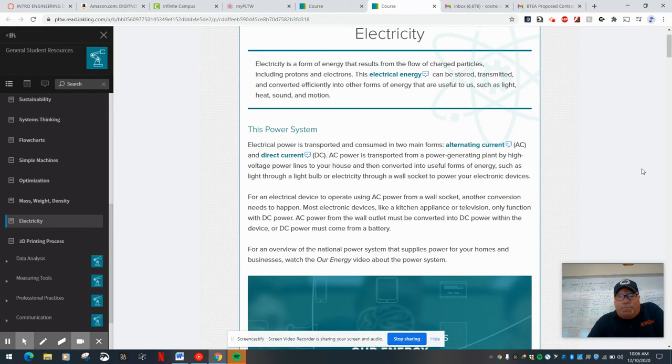Electrical power is transported and consumed in 2 main forms: alternating current, which is AC, and direct current, which is DC. Put them together and you get the band AC/DC. Or, okay, forget about it. Anyway, AC power is transported from a power generating plant by high voltage power lines to your house. And then it's converted into useful forms of energy, such as light through a light bulb or electricity through a wall socket to power your electronic devices.